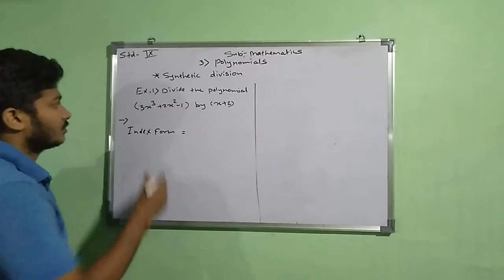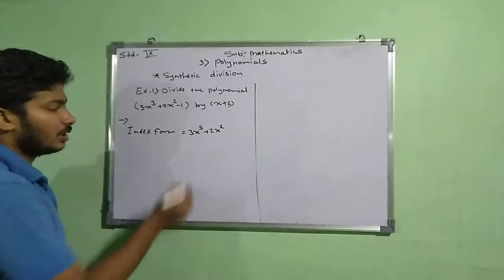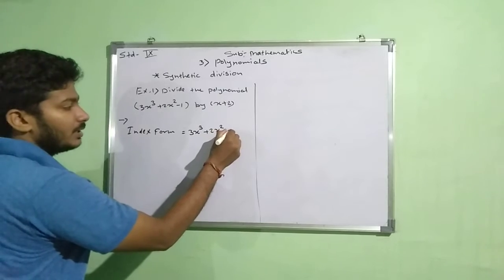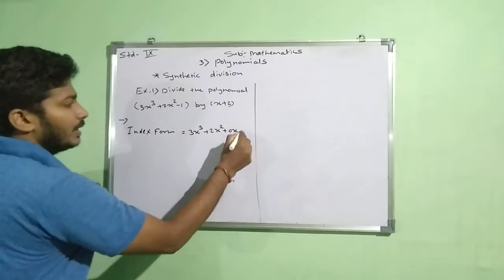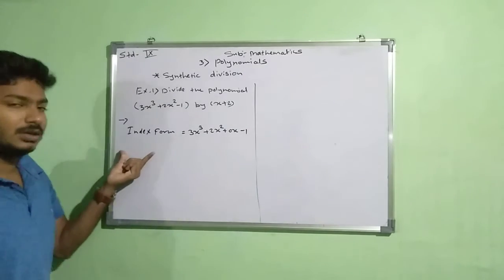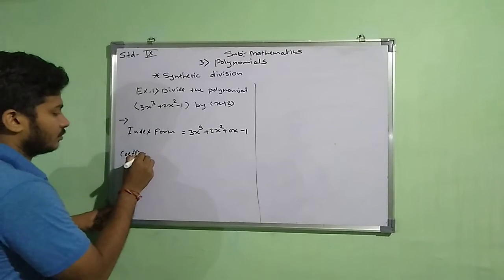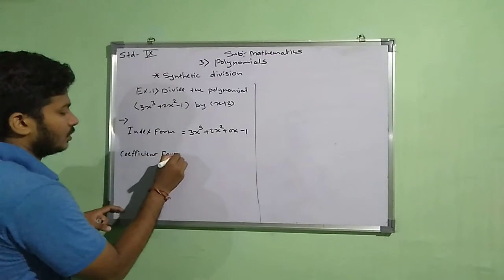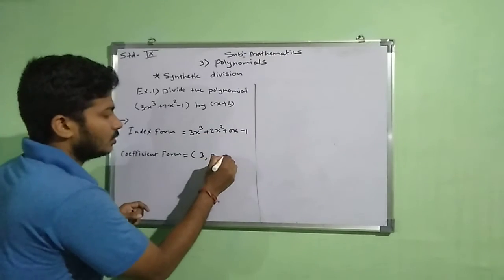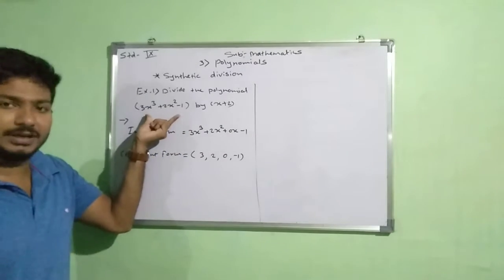So 3x cube plus 2x square. Now the variable having degree 1 is missing, so we will write it as 0x, minus 1, which is the constant term. So this is the index form. Now I will write that index form in coefficient form. So the coefficient form will be 3, 2, 0 and minus 1. This is the coefficient form of the given dividend.